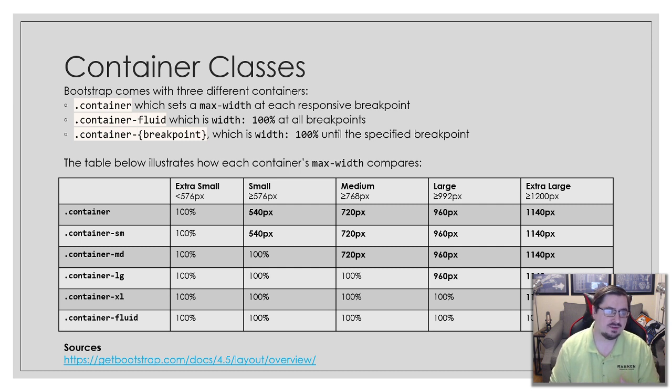And then there's a few more classes based on a particular breakpoint. You can say at this point, it should be 100% width until you get to this point, and then it should be less than 100%. So we can look at this table and see how these work out. So container, normal container, is the one you're going to use most of the time. At small devices, it's 100% of the width. Or extra small devices, it's at 100%. And then we get to small, it just jumps up to 540.